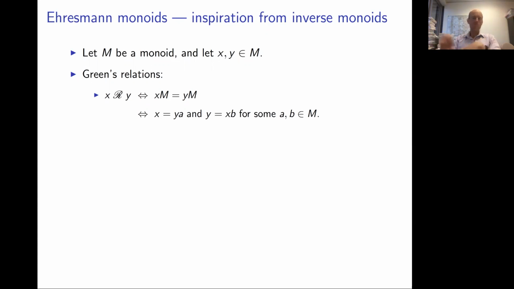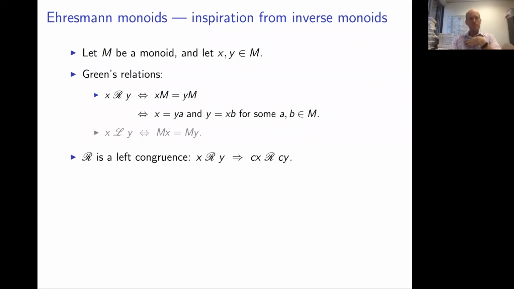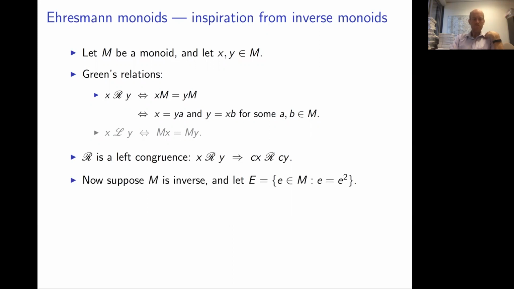Now in a group, every pair of elements is related like this. You have group inverses, so everything works. In general, this doesn't hold for every pair of elements. Then we've got the L relation, and various other relations that we won't really need to discuss. But one property that's fairly apparent from this is that R is a left congruence. If you have any pair of R-related elements, you can multiply them both on the left by anything, and you'll still be R-related. Basically, if X is YA, then of course CX is CYA as well. So I've got a left congruence.